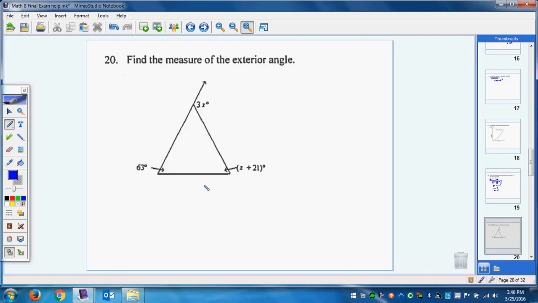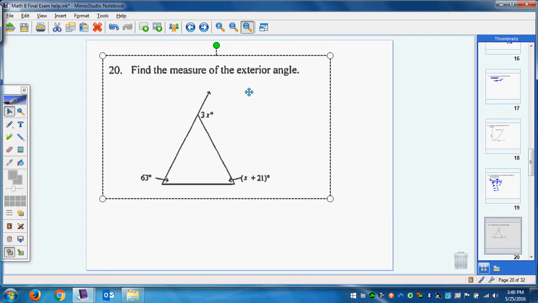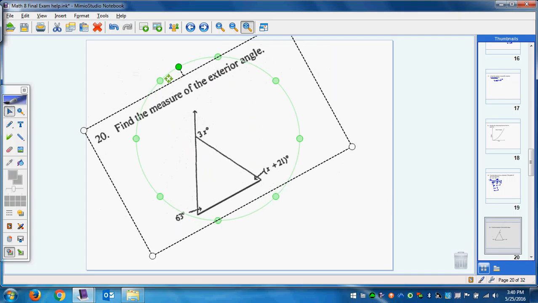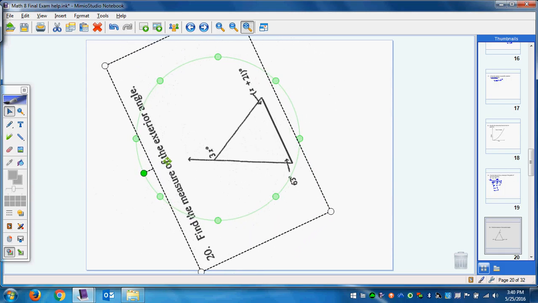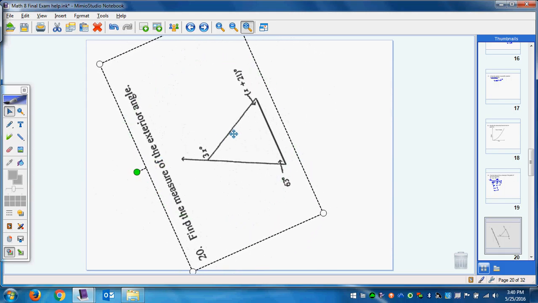Find the measure of the exterior angle. Now, you got a few ways to do this. I'm actually going to suggest that we rotate this problem. So you can just rotate your paper, and it might be easier to see. I like looking at it like this.